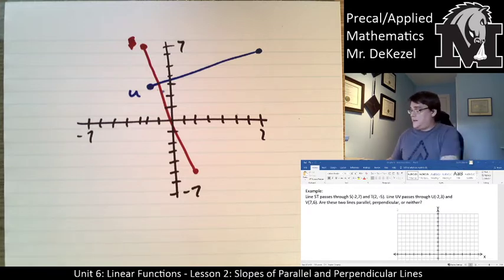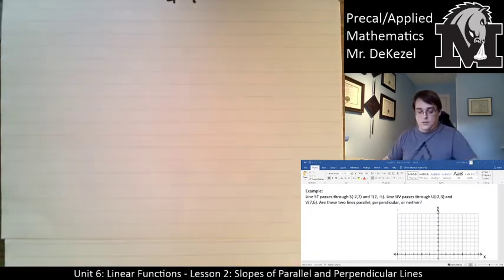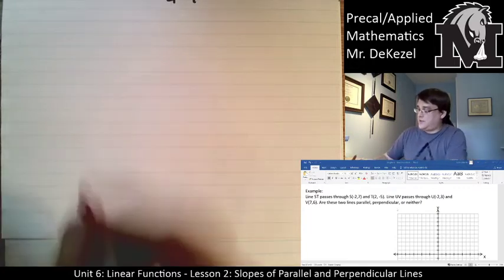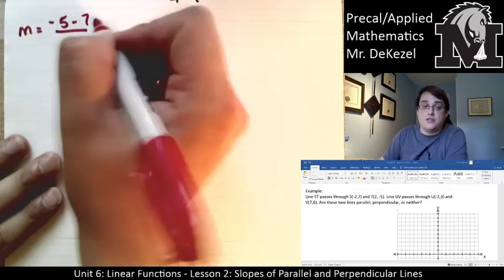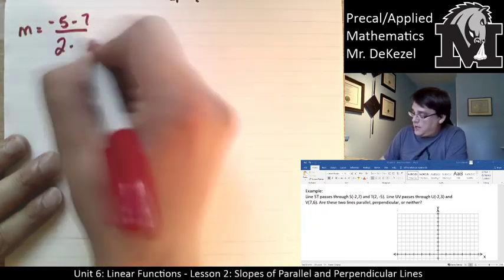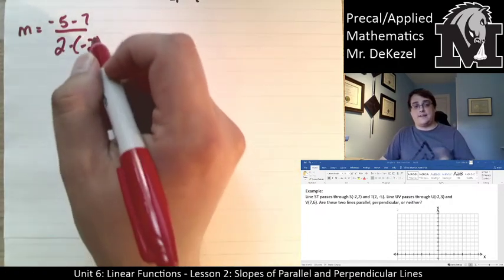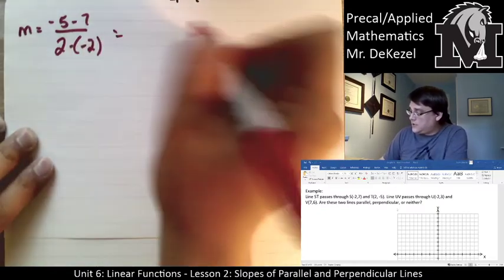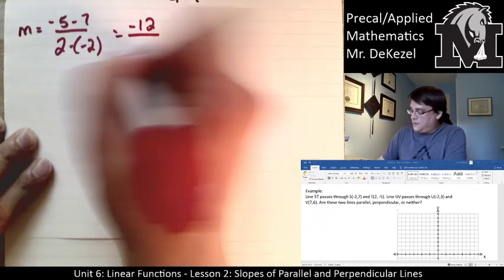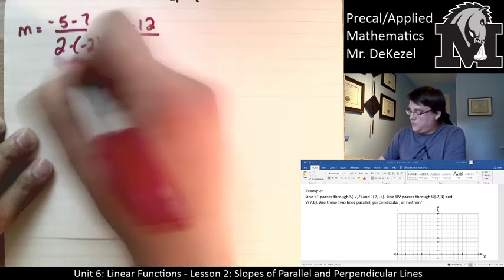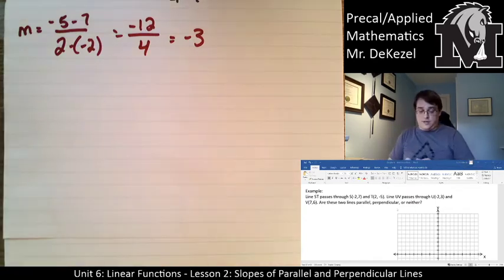So, gotta slide this out. We have the point ST, so the slope of ST is equal to minus 5 minus 7, y2 minus y1, and then 2 minus a minus 2, that is x2 minus x1. This is equal to minus 12, divided by 2 plus 2 is 4, is what I'm trying to say. So this is negative 3 for the slope of that line.